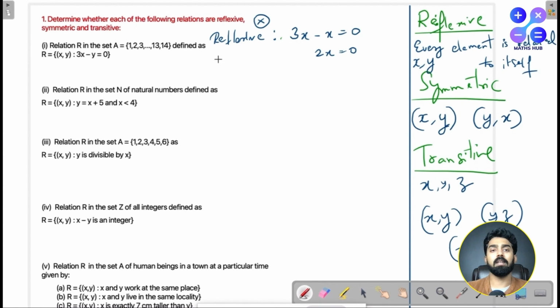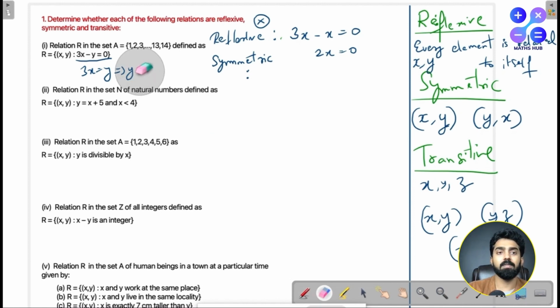Now, if the relation has to be symmetric, what do you need? The relation needs to be symmetric. You need to be able to interchange the given variables and still end up with a valid relation, right? So in this case, we are told that 3x minus y is 0. So that means 3x equals y, which means x equals y by 3, correct? So if this has to be valid, all the numbers here are integers, right? So y has to be a multiple of 3, right? Only then this can work.